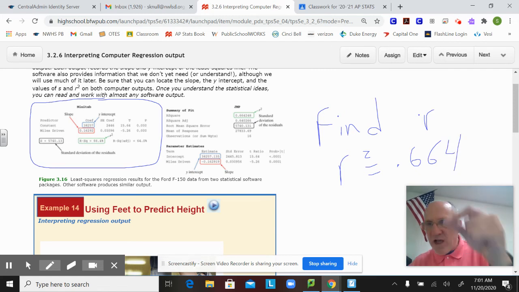What could I do to find R? Well, that's just solving an equation. I could square root it, right? So if I use my calculator and I square root 0.664, I get 0.815. Now, we've got to be real careful here.